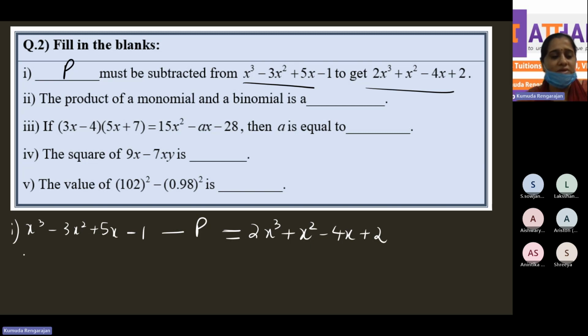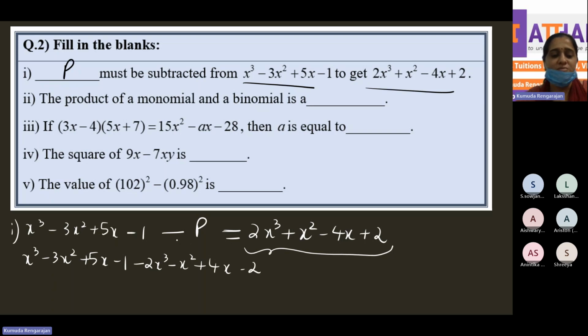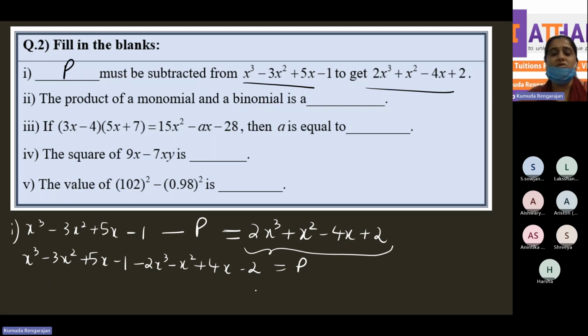Now bring all the terms to one side. So it'll be x cubed minus 3x squared plus 5x minus 1. Bring all these terms to the left hand side, so it will become minus 2x cubed minus x squared plus 4x minus 2. And this minus p, if it comes to the other side, it will become plus p, because you want to find p, not minus p. So we take this p to the right hand side so that it becomes plus p, and all the contents in the right hand side we move to the left hand side to simplify.